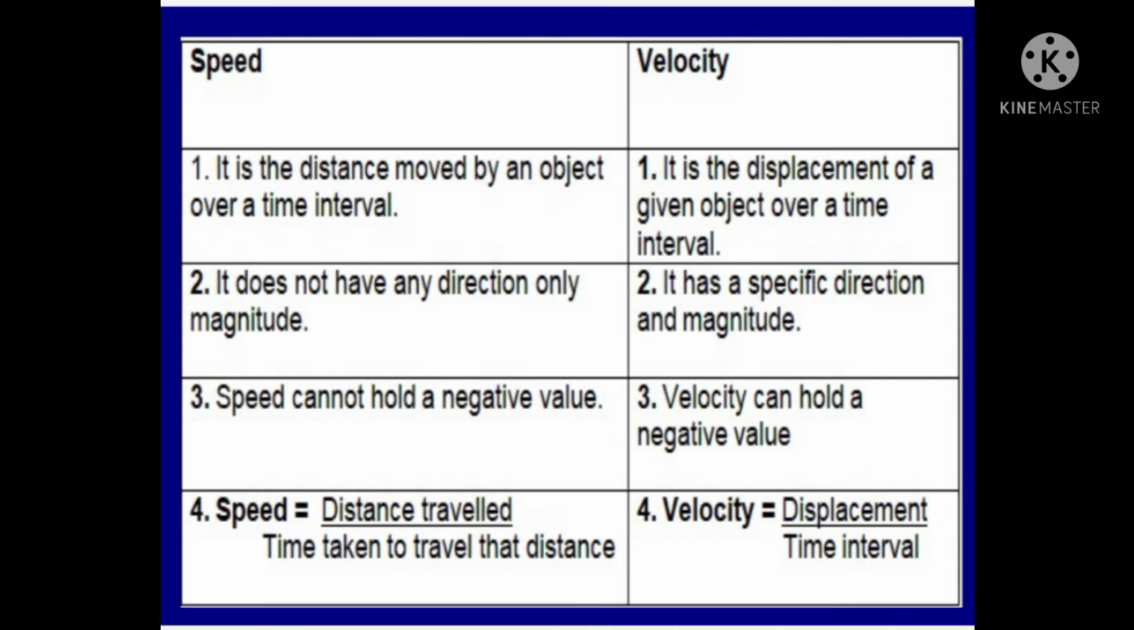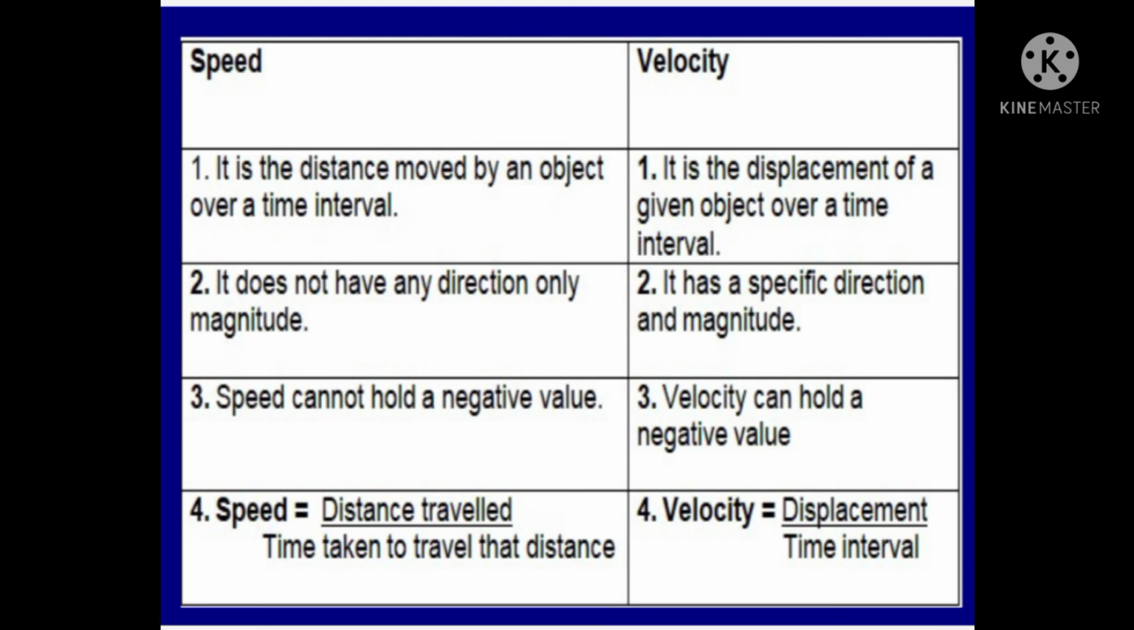Students, we already learned what is speed and velocity. Can you differentiate speed and velocity? Speed is the distance moved by an object over a time interval. But velocity is the displacement of a given object over a time interval. What is the second point about speed? It does not have any direction, only magnitude. That means speed is a scalar quantity. And again, what is velocity? It has a specific direction and magnitude, so it is a vector quantity.